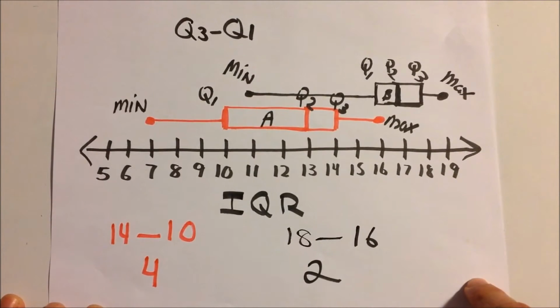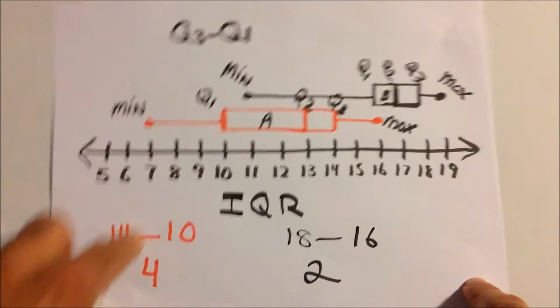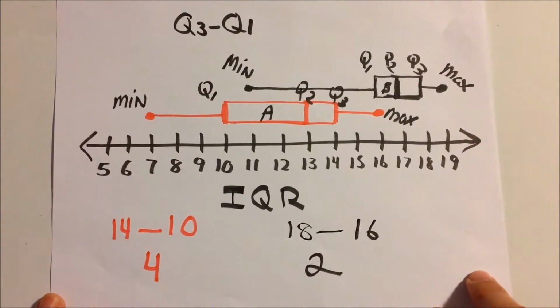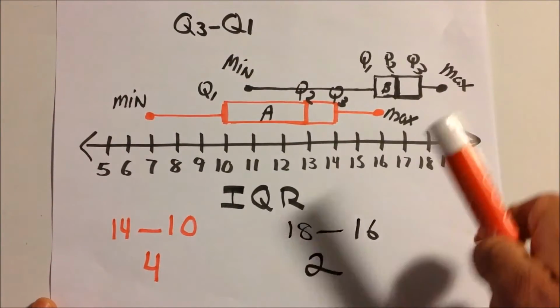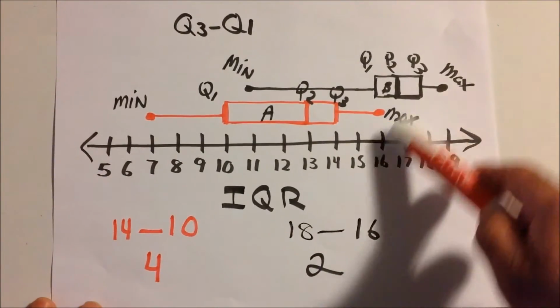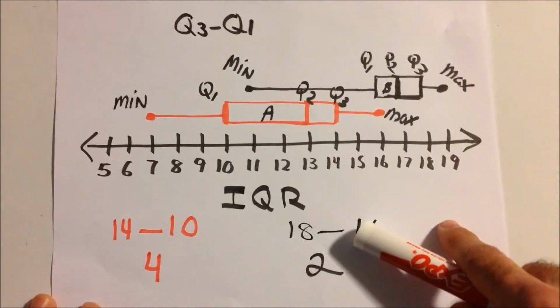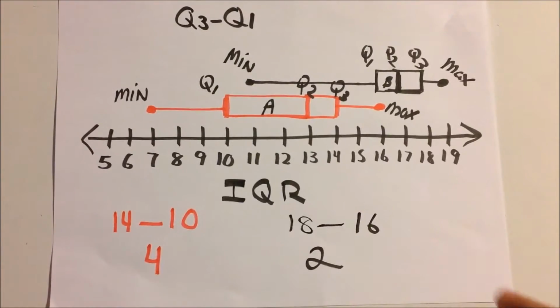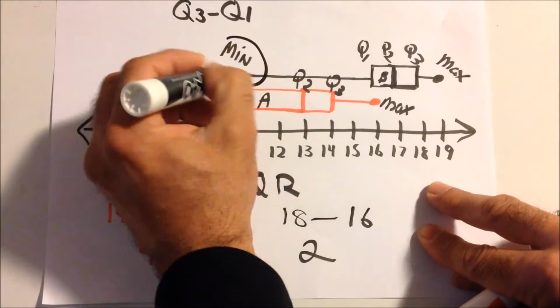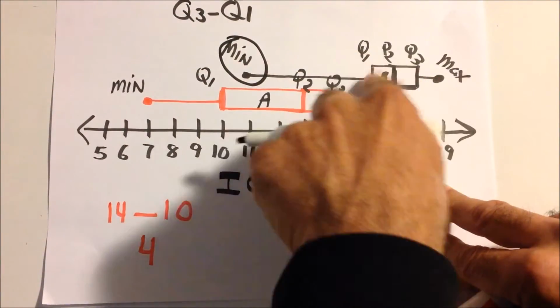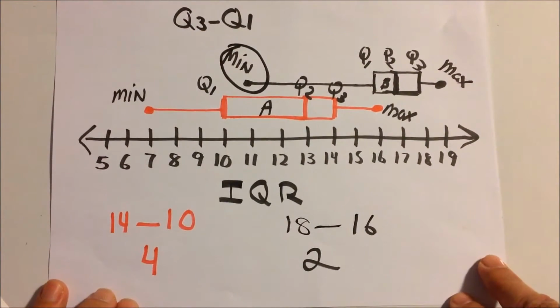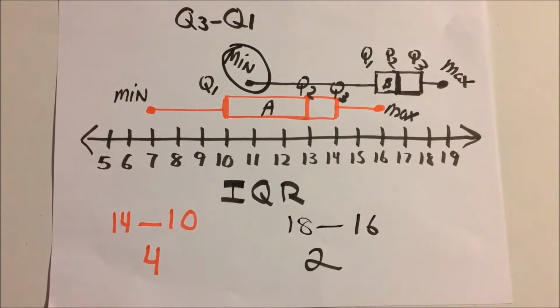So you can see there's much more variability in A. That's what the IQR will tell you. So for the B, they're closer. The variabilities are closer. But you can notice something on B. The minimum is far away from the rest of the data. So when you see information that's far away from the rest of the data, it's called an outlier.